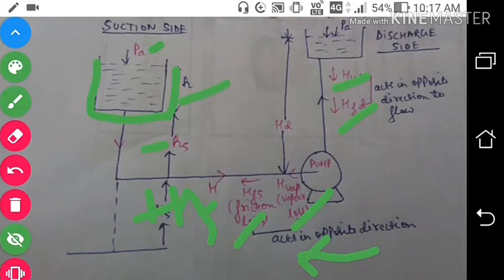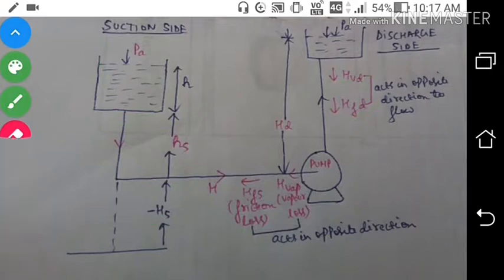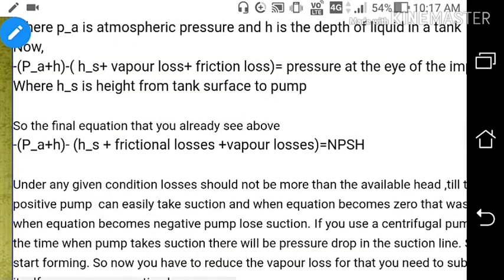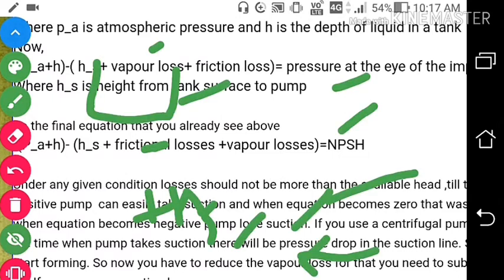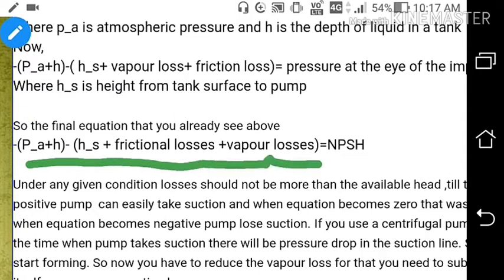So before discussing cavitation, let us first discuss some points about NPSH. What is this NPSH, net positive suction head? In order to understand cavitation, NPSH is required, because if the NPSH, net positive suction head, is 0 or negative, cavitation starts in the centrifugal pump. So here you can see the final formula for NPSH is Pa plus H minus Hs minus frictional losses minus vapor losses.